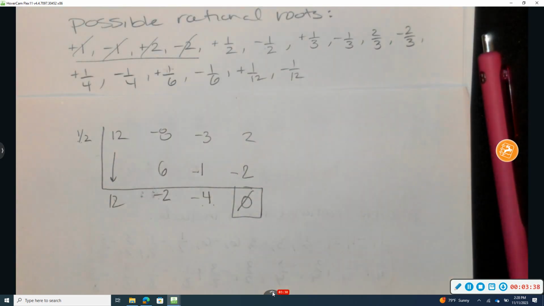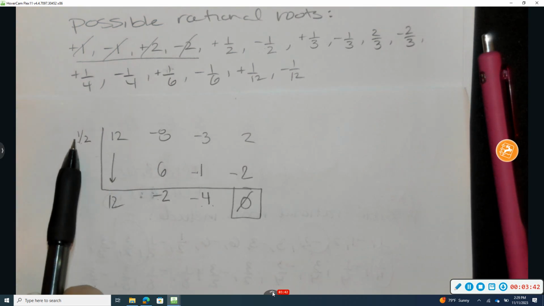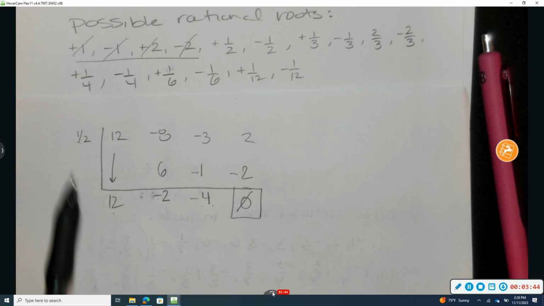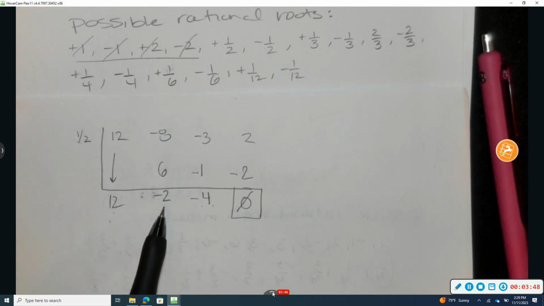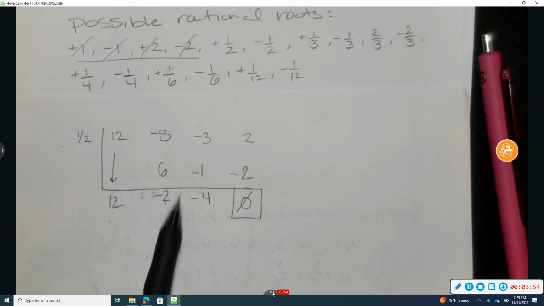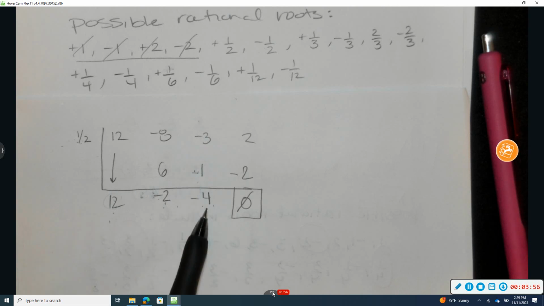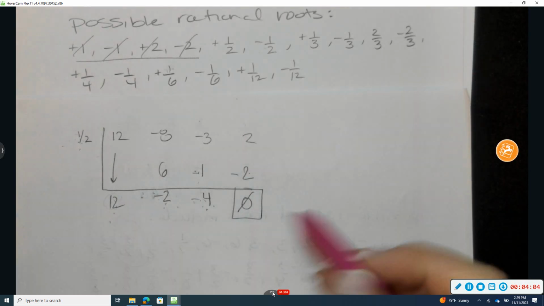Let me do that one more time if I'm losing you. Okay, so D-mama, drop down to get 12. 1/2 times 12, which means 12 divided by 2, is 6. Combine to get negative 2. 1/2 of negative 2 means negative 2 divided by 2, which is negative 1. Combine to get negative 4. 1/2 of negative 4 means negative 4 divided by 2, which is negative 2. And combine to get a 0. Amazing. Now, what do I do with this information?